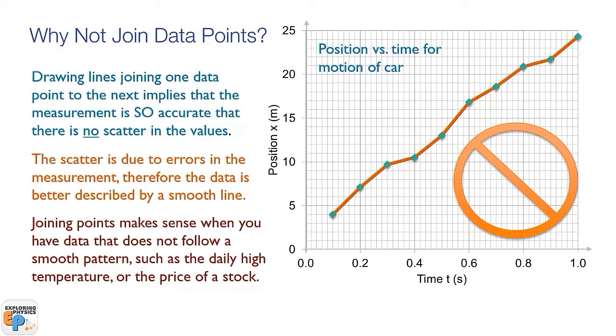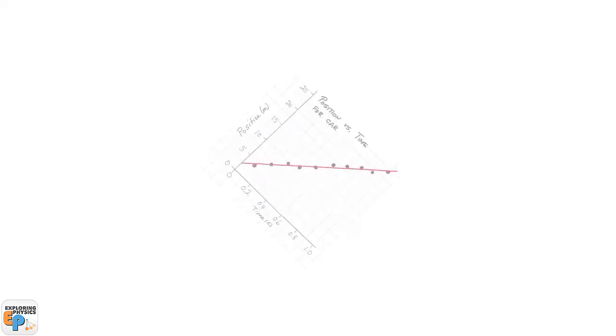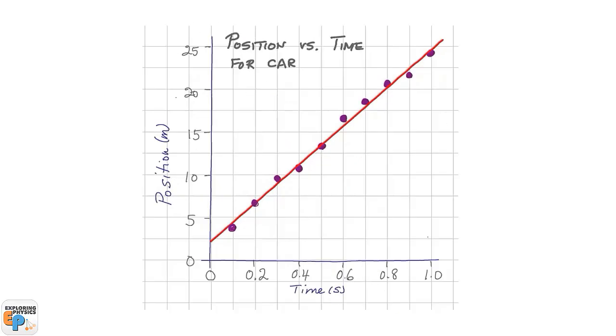But when an object such as a car moves at an almost constant speed, it makes much more sense for us to draw a best fit curve or a best fit line that describes the motion of the object. If you were to draw this same data by hand, this is what it might look like. The best fit line is drawn in a similar fashion.